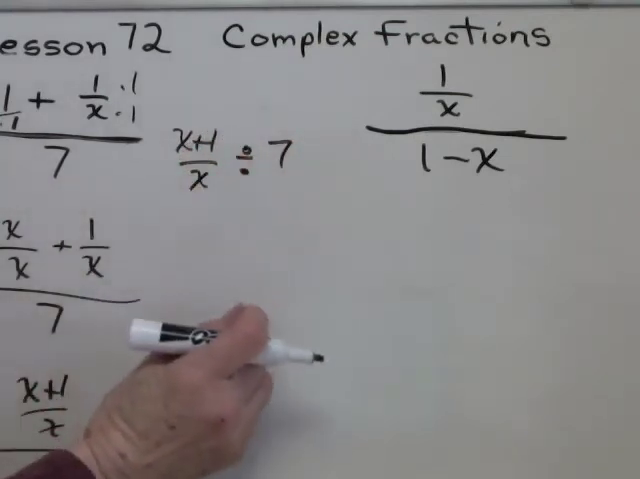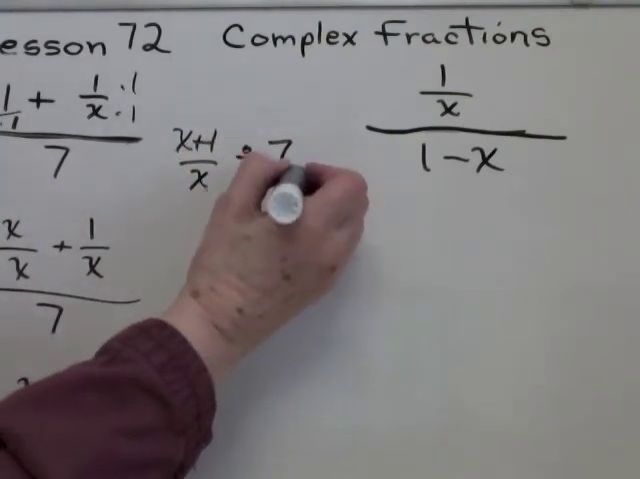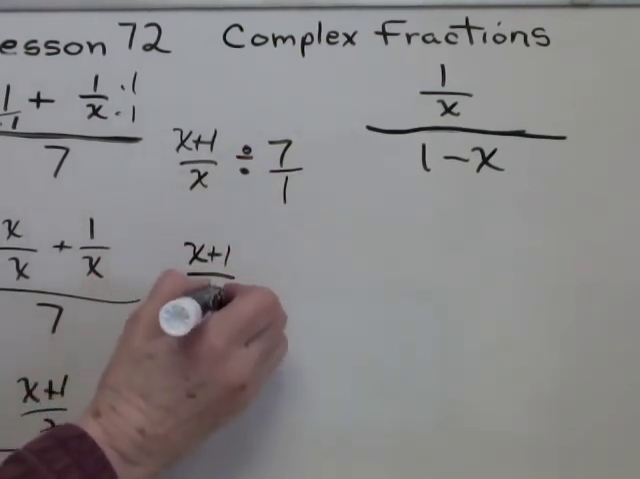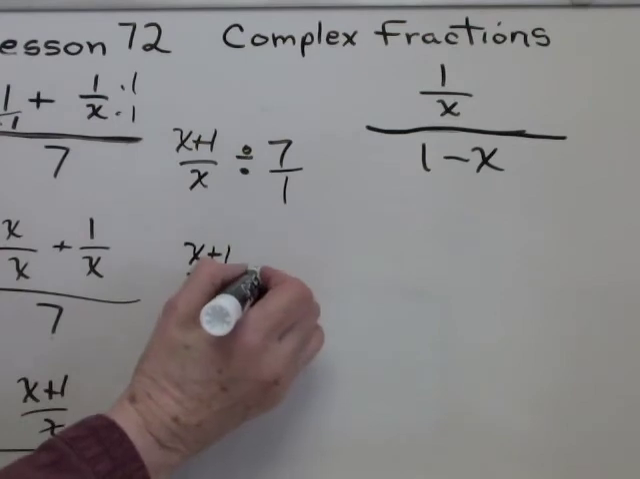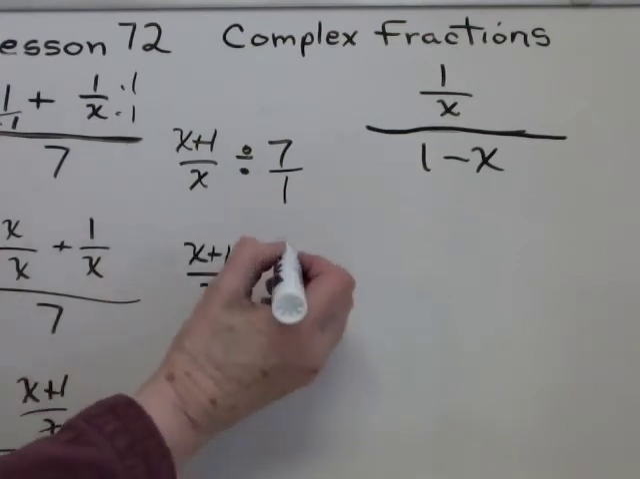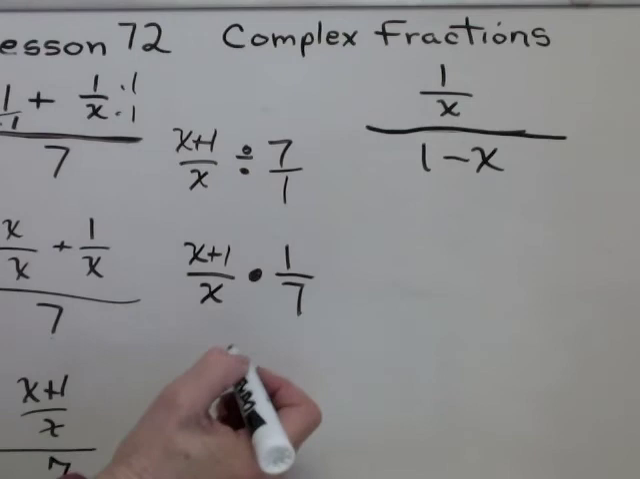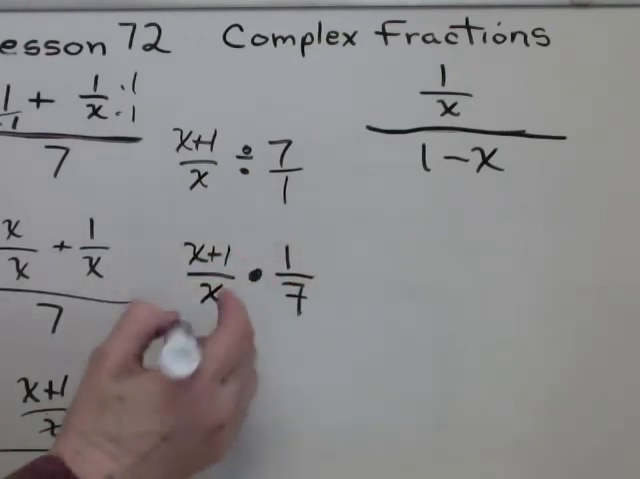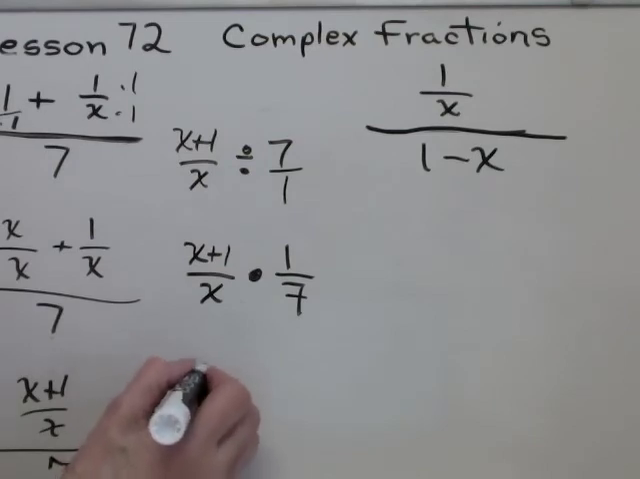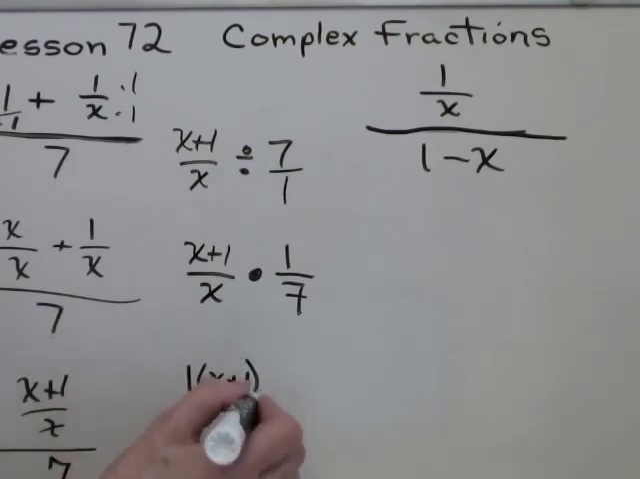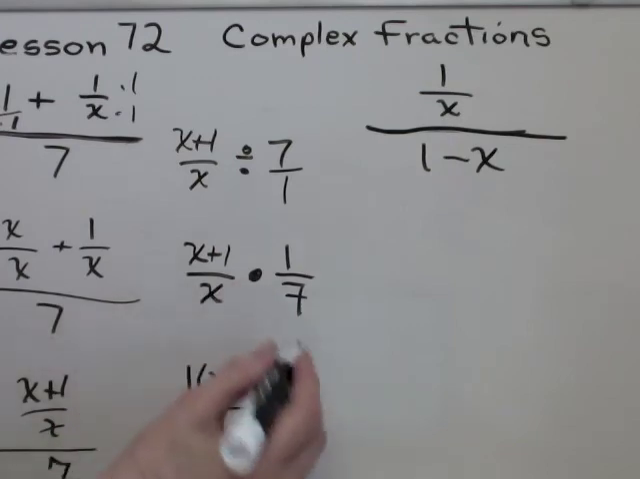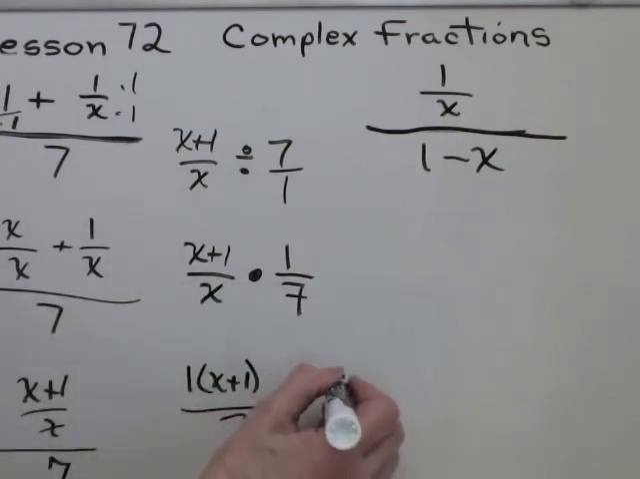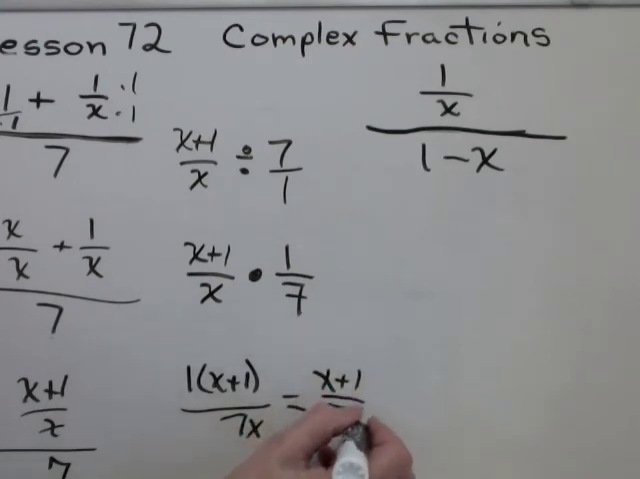Oh, I need 7 to be a fraction. Put it over 1. Now, x plus 1 over x. Change that to a multiply, and what do I do with that fraction? Right, I use its reciprocal. And then I can simplify by straight across multiplying. What's 1 times x plus 1 over x times 7, or 7x. So the final answer, x plus 1 over 7x.